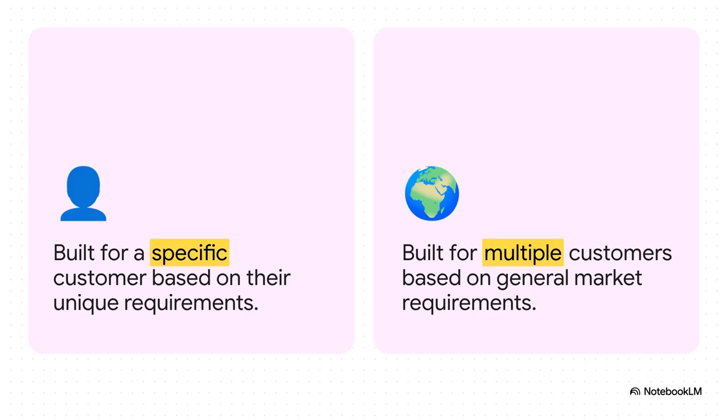But on the other hand, you have a product. This is built for the open market, for potentially millions of users. Things like WhatsApp or Microsoft Excel. The features for these are based on analyzing what a huge market of people might want.